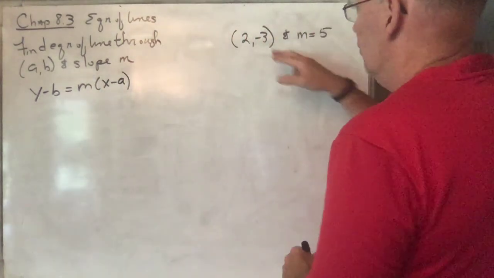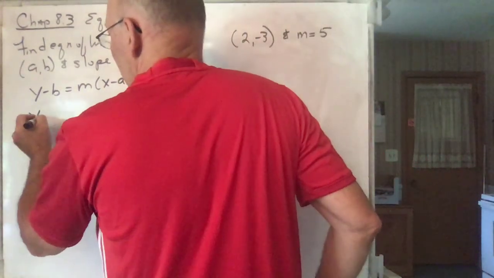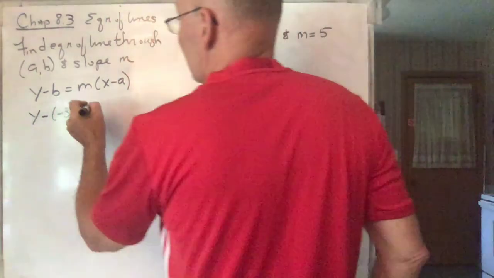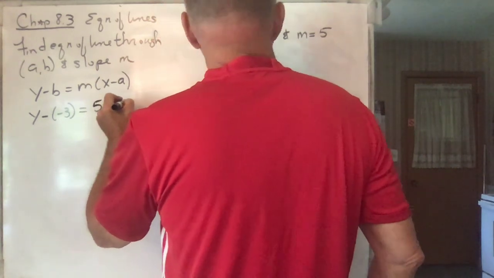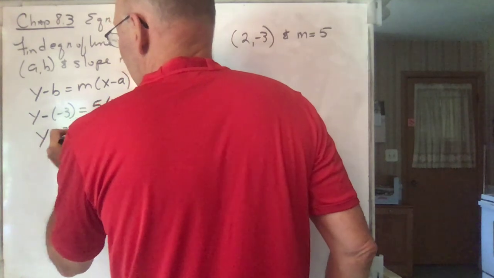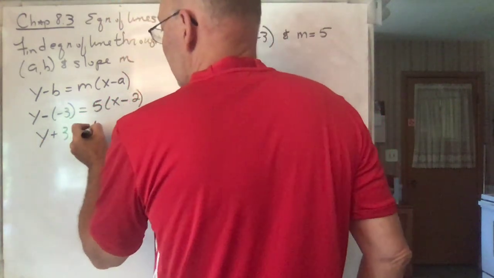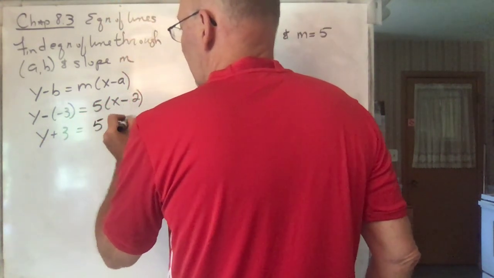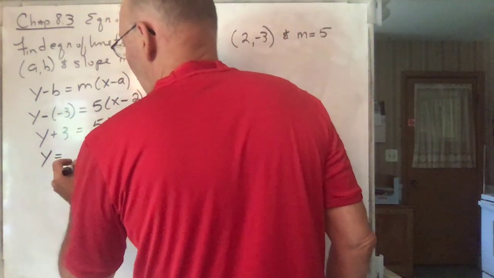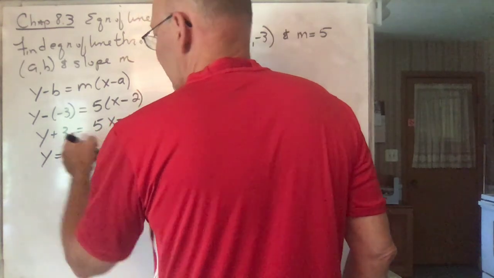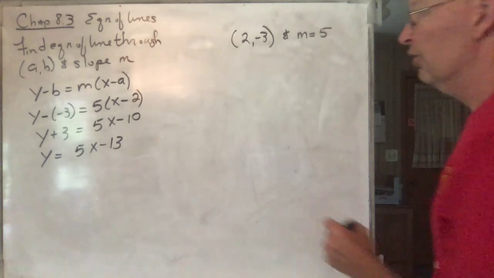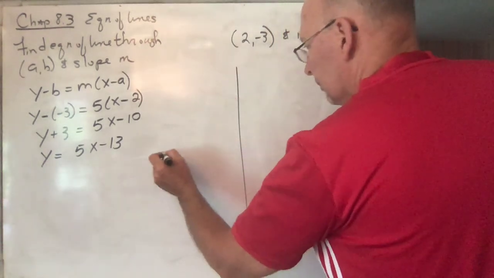So what do we do? We go y minus negative 3 is equal to the slope times x minus 2. So that's going to be y plus 3. If I wanted to, I can multiply this out. It's going to be 5x minus 10. And then we can subtract 3 from both sides and get y is equal to 5x, if I subtract 3, it's going to be minus 13. So there's the equation of the line.